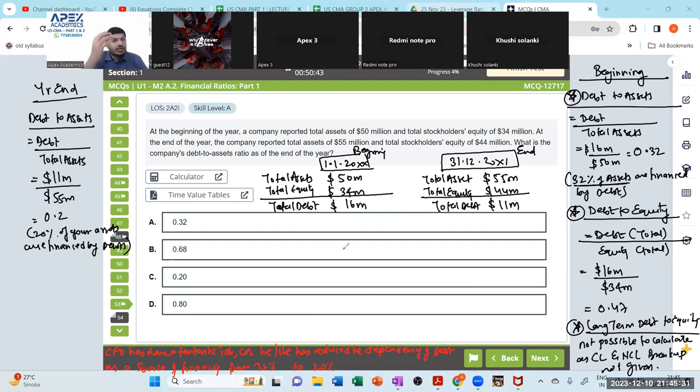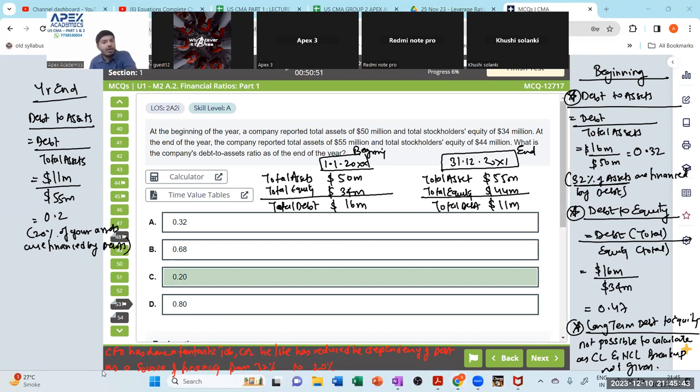Otherwise any Tom, Dick and Harry will tell you what they are asking: debt to assets. Any Tom, Dick and Harry can tell you that your answer is 0.20. You have not come here to Apex to do all this rubbish. You have come here to understand the meaning of 0.32 having fallen to 0.2. What is the meaning of that? Read beyond the lines. Read under the lines. What is the gospel truth behind the lines?